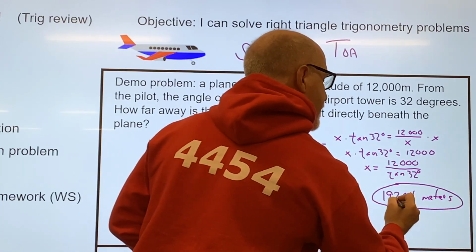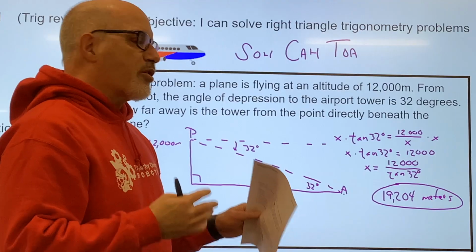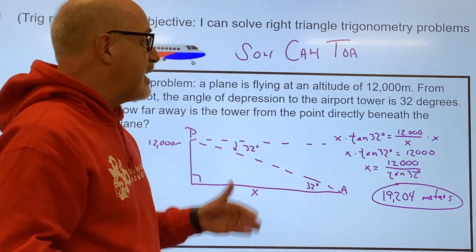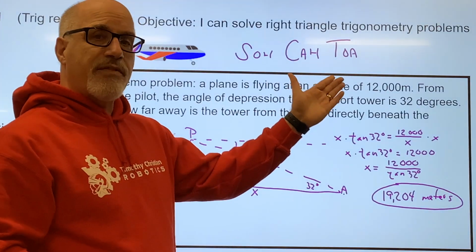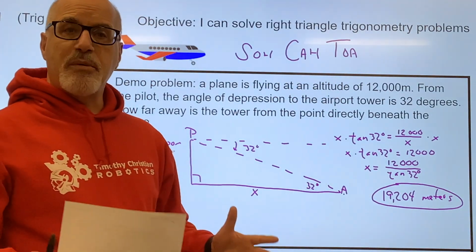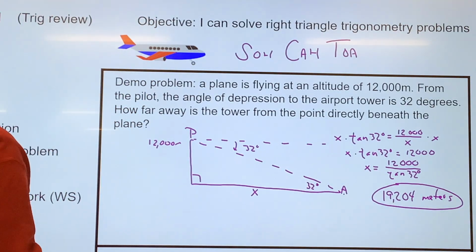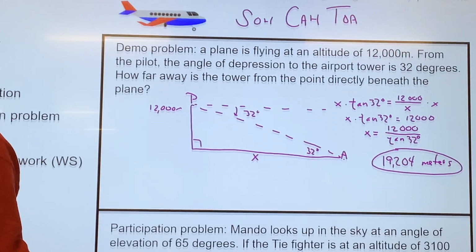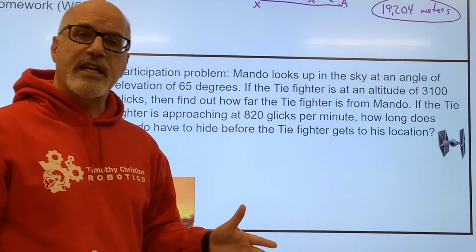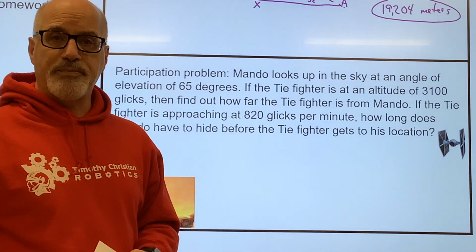So when we do this problem, just remember, drawing a diagram is really important for getting the right information, then using the correct trig function, and then solving the equation from there. Now it's time to pause the video, go ahead and with your partners work on this participation problem down here. Try that with your partners and then come back and see how the problem is solved to check your work.